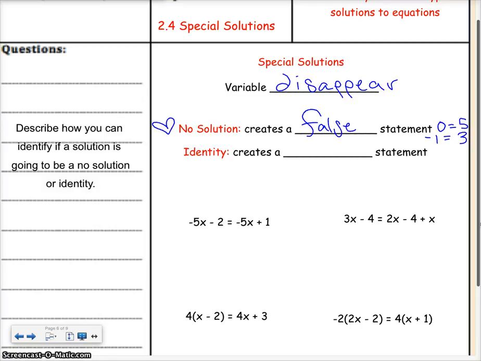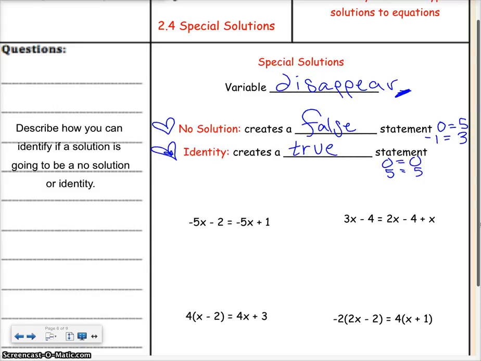The other type of special solution is what's called an identity. Identity means they are the same thing. It creates a true statement. So if they're the same thing, you get something like 0 equals 0. True, it does. You get something like 5 equals 5. True, it does. They are the same identity. Okay, so a special solution, to summarize, the variable will always disappear.